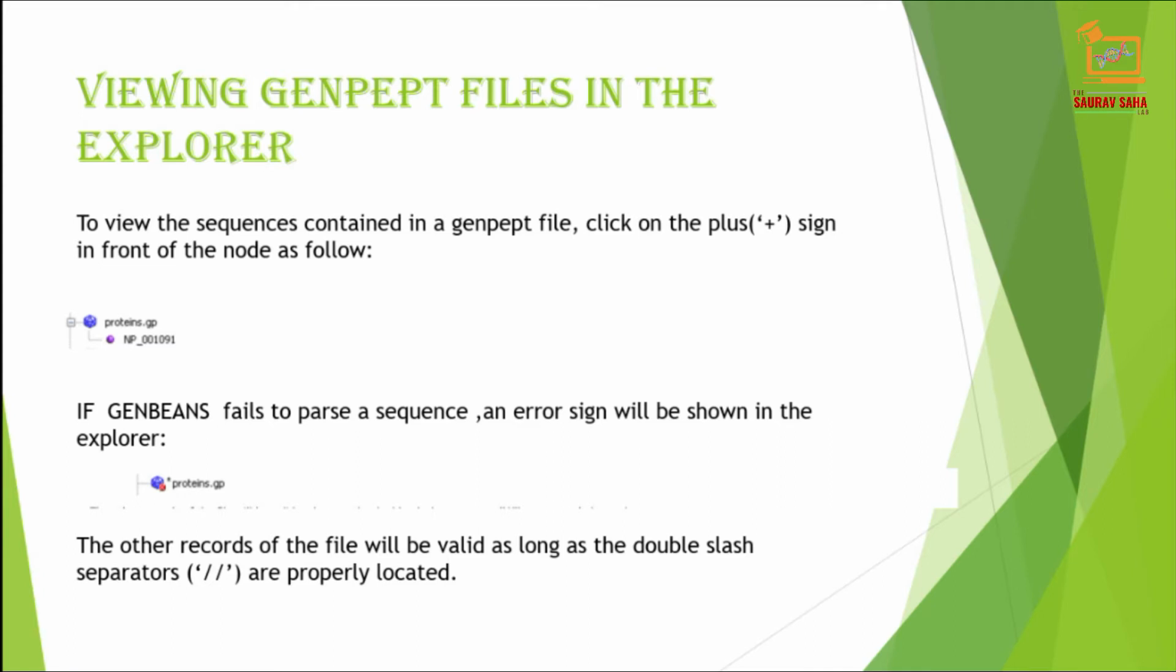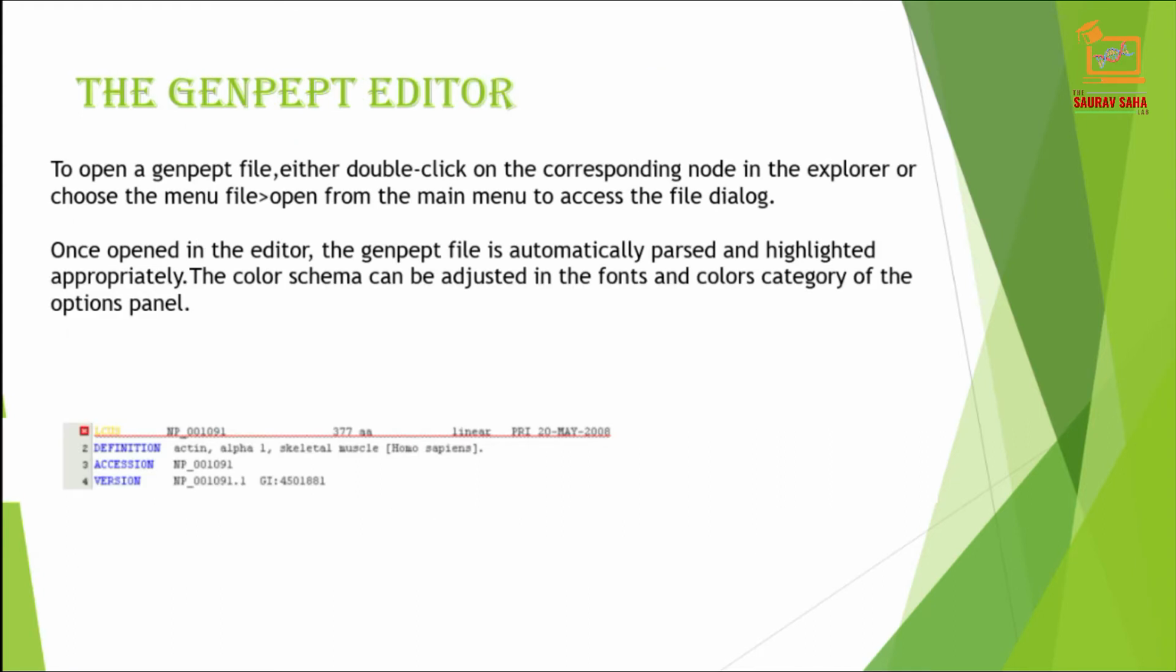The GenPept editor. To open a GenPept file, either double-click on the corresponding node in the Explorer or choose the File menu option from the main menu to access the file dialog. Once open in the editor, the GenPept file is automatically parsed and highlighted appropriately. The color scheme can be adjusted in the Font and Color category of the options panel.